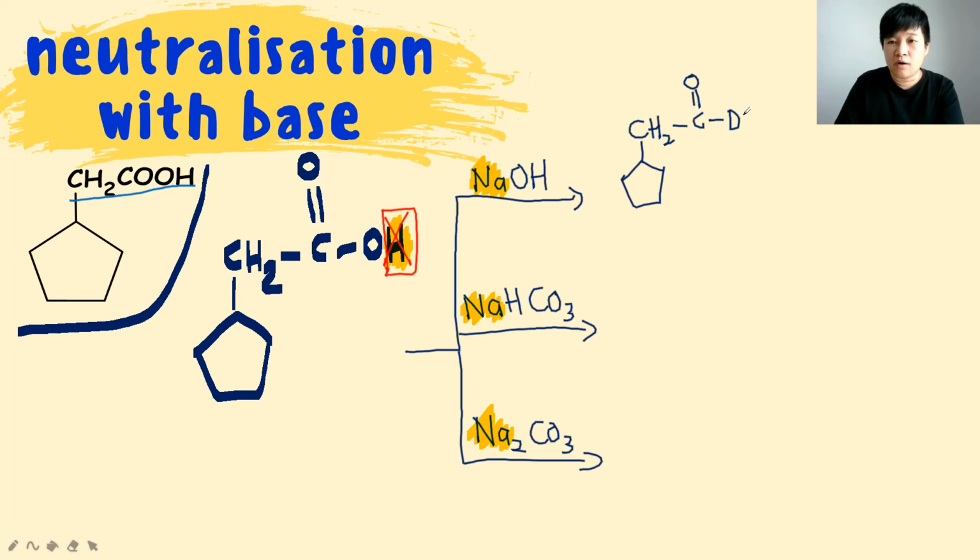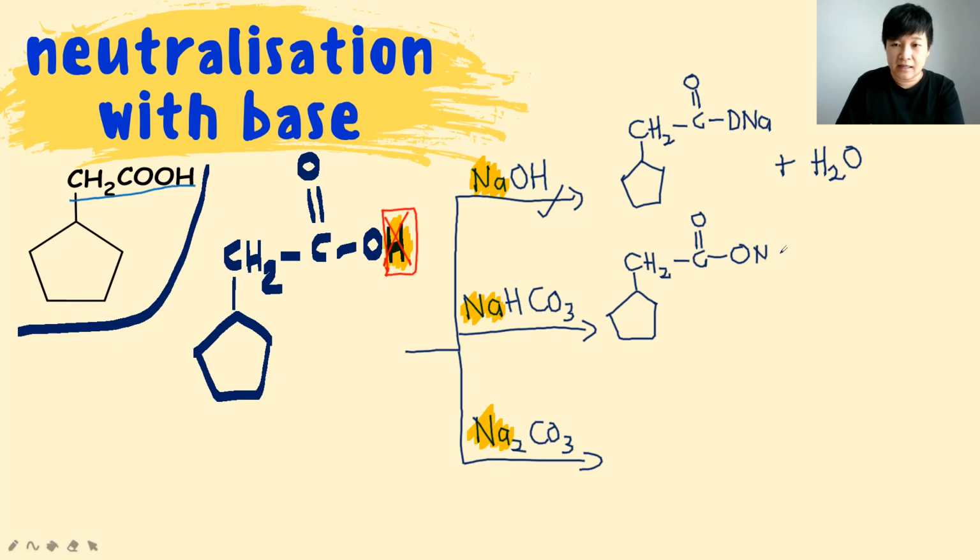You have your ONa. And since your base over here is your sodium hydroxide, therefore your byproduct will only be H2O. And over here, when you have your sodium bicarbonate, the product will still be the same, where the CH2 remains unchanged, the C double bond O also remains unchanged, the OH is substituted by ONa. And the only difference is your byproduct. Your byproduct will be your H2O and also CO2 gas due to the presence of carbonate.